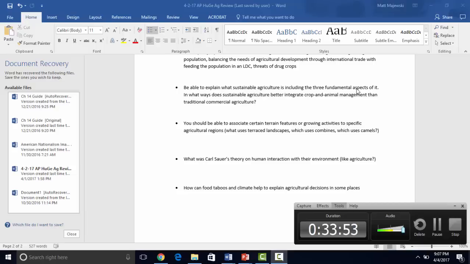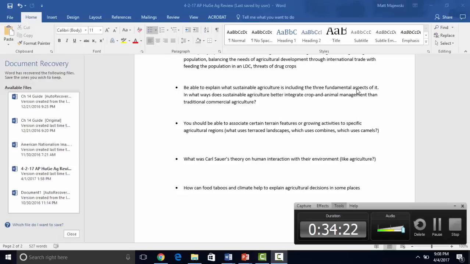You should be able to associate certain terrain features or growing activities to specific regions. Like where are terraced landscapes? They're in Asia. Why? Because you need to terrace the land, which means flatten it for rice. Which growing activity uses combines? Grain farms do, because you got to cut, reap that grain. And the combine is the machine that not only mows that grain, it also separates the stalk from the seed. It also actually binds the grain, which means ties it up as well.